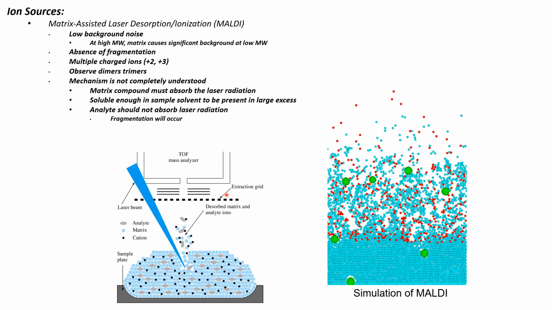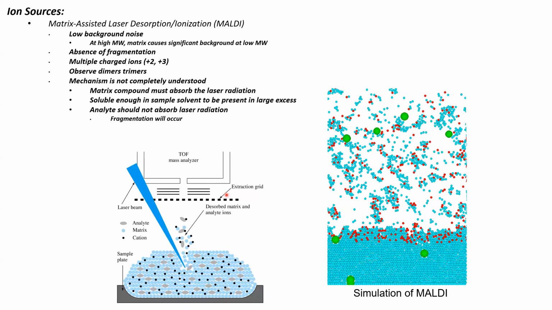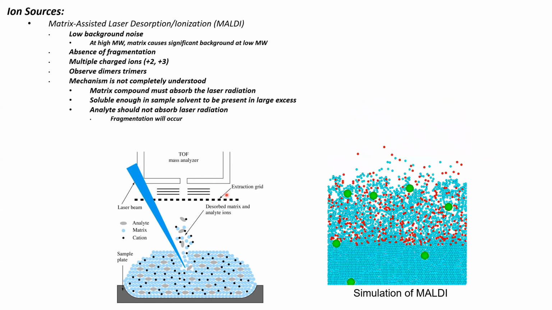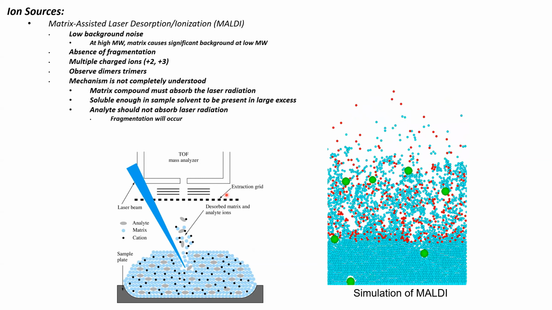So here's an example of how MALDI works. Typically some of the advantages are that it has low background noise. At high molecular weight, the matrix causes significant background at low molecular weight.